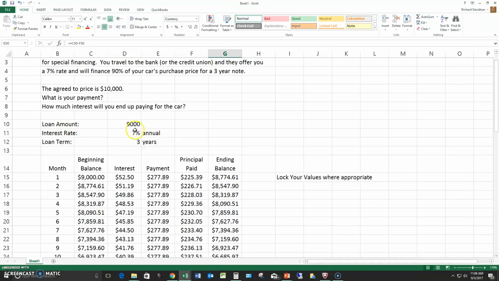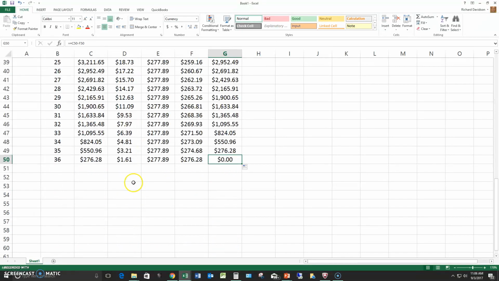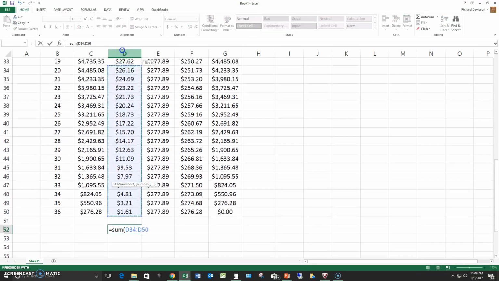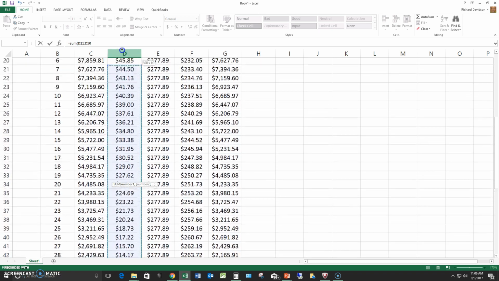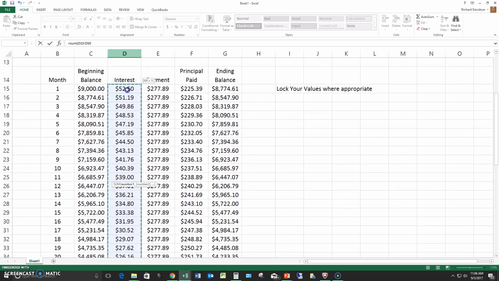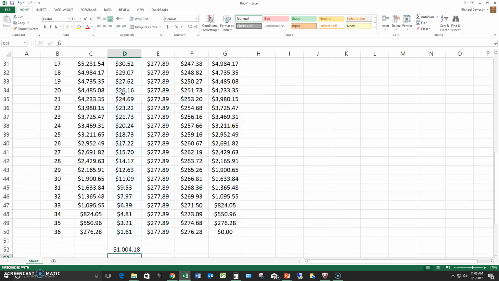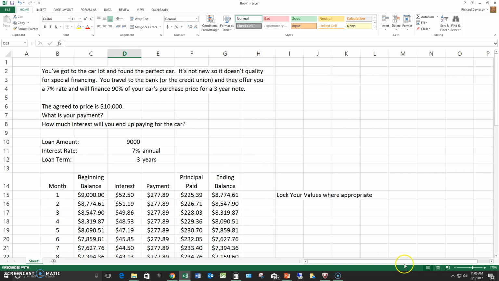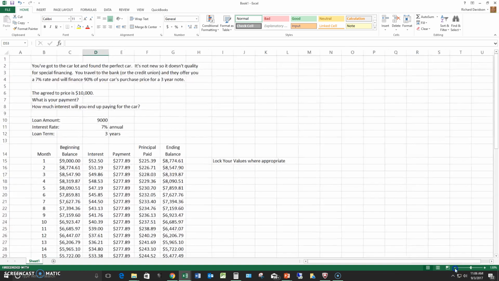and if I quickly wanted to answer the question, how much interest did I wind up paying for the car, I could do a quick sum of my interest column. And I highlight that interest column. Or I could have typed in the beginning D15 and D50 if I knew where the start and stop point was. And I'm going to pay $1,004.18 of interest. So now I've got an amortization schedule here.